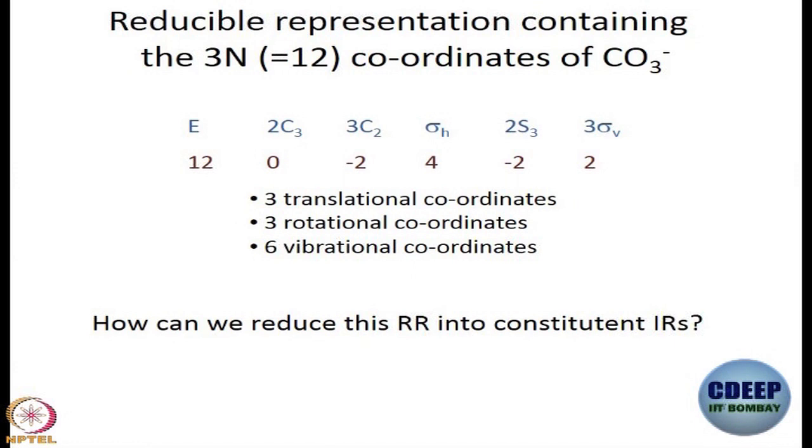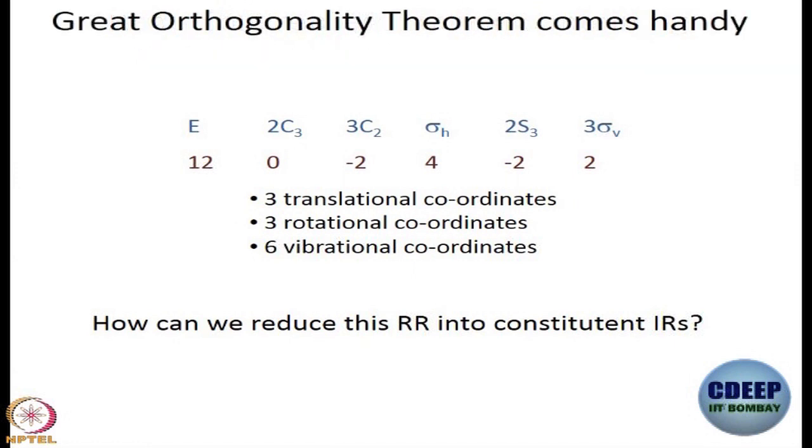Okay. And just to remind ourselves once again, this reducible representation, what is the basis for this reducible representation? The 3n coordinates. 3n coordinates, out of which 3 should be rotational, 3 should be translational. Remaining 3n minus 6 are your vibrational coordinates. Okay. What do I do now? I have to break down this reducible representation into its constituent irreducible representations. How do I do that? To do that, what we do is, we again invoke what we had written, great orthogonality theorem.